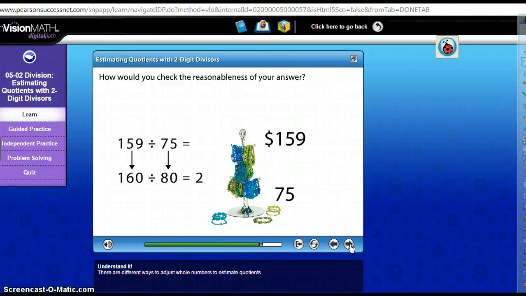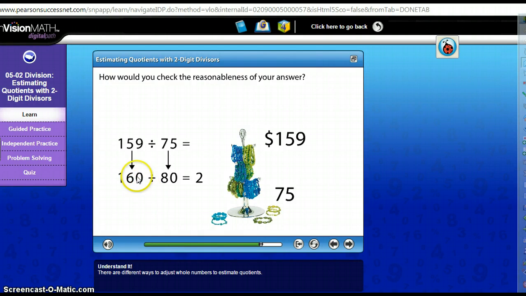How would you check the reasonableness of your answer? How could we check to see if our estimated answer is close, is reasonable? Multiplying it. But what else could we do? If we want to see if our answer is reasonable, what can we do, Austin? We could take 80 times 2, or we could do 75. Reasonable means our answer is close enough to the actual answer. So how would we find that, Grace?